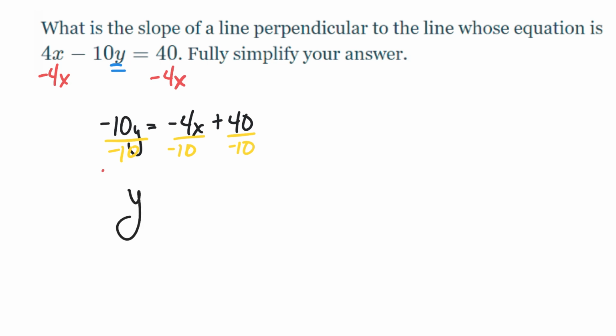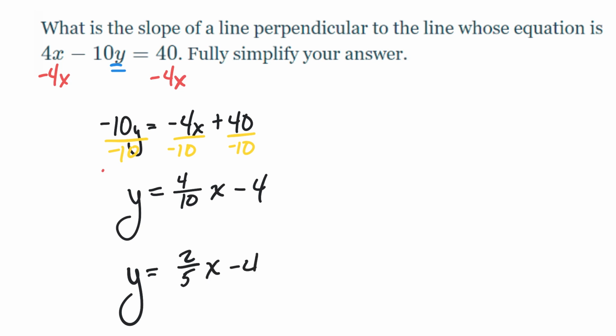So what we end up with when we get y by itself is negative divided by negative is positive, and this is 4/10. And if you're wondering why I'm not reducing, I'm going to. Just give me a second here. I just wanted to make sure I didn't do too many steps at one time. So my slope after the reducing is 2/5.